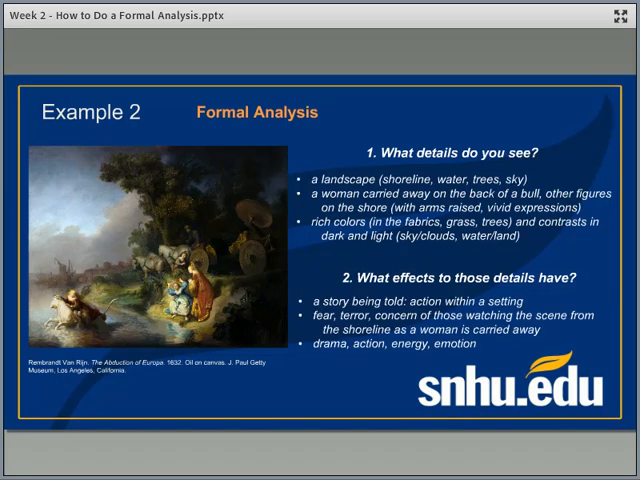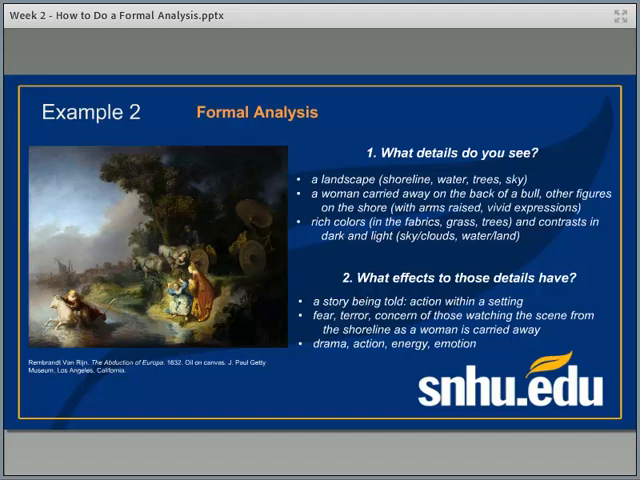So there's some kind of a story being told here. There's action taking place within a setting. In my formal analysis, I don't necessarily need to know yet what that story is, but I know that something is happening here. There's a story being told. There seems to be a sense of fear or terror or concern for those who are watching the scene from the shoreline as this woman's being carried away.